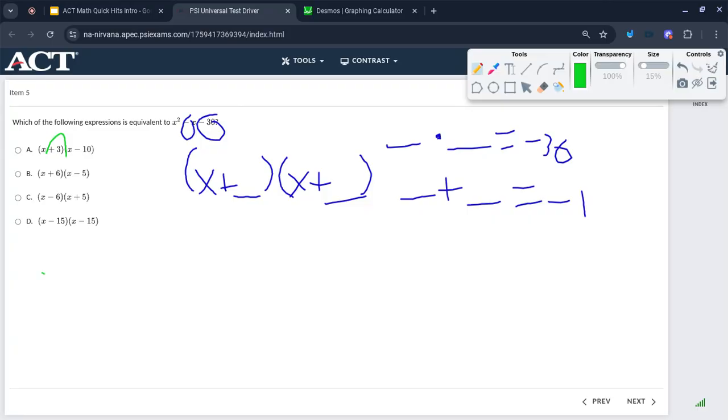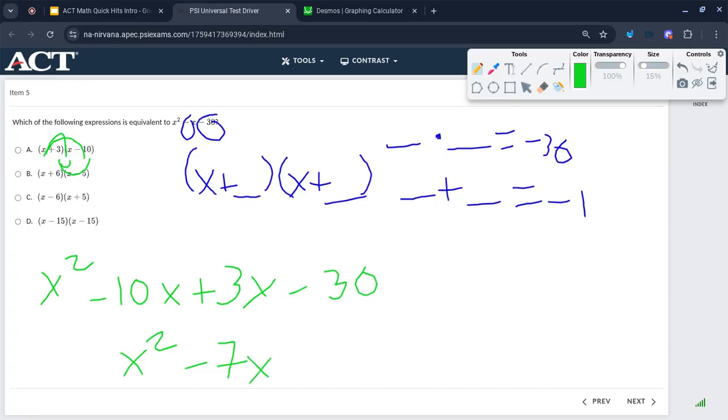So x times x would give us x squared. x times negative 10 would give us negative 10x. 3 times x would give us 3x, and 3 times negative 10 would give us negative 30. Then we would combine our like terms, x squared minus 7x minus 30, and we would see, does that match the original expression? Well, it doesn't, right? So that's obviously not answer choice A. We'd have to do that with every single one down the line. This is kind of the most straightforward approach, but it would also take the most amount of time.